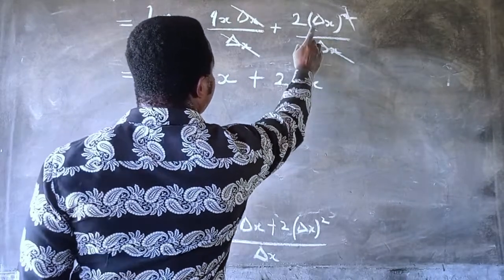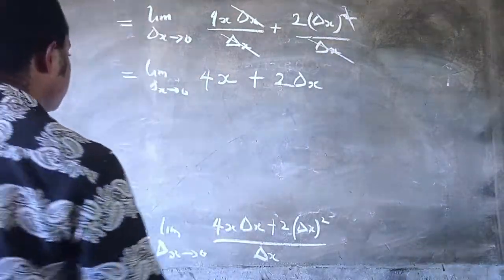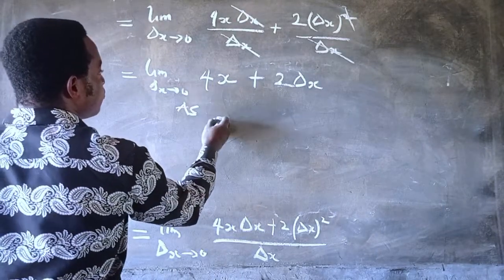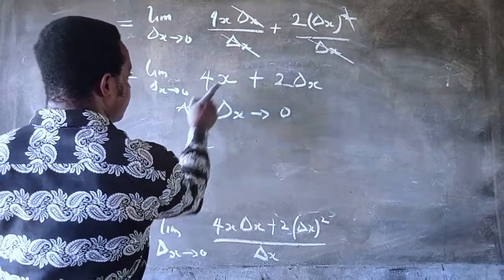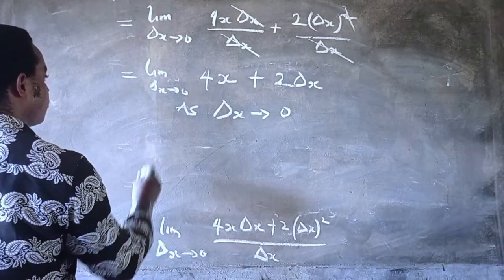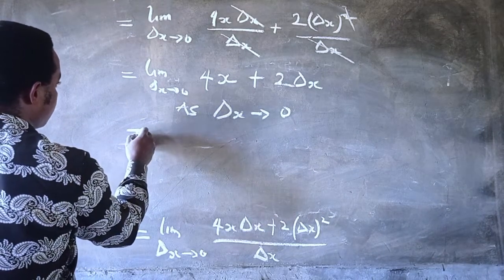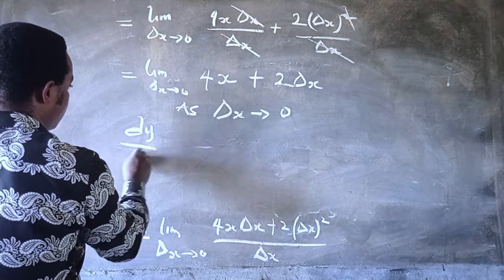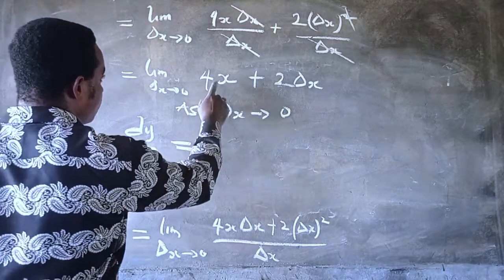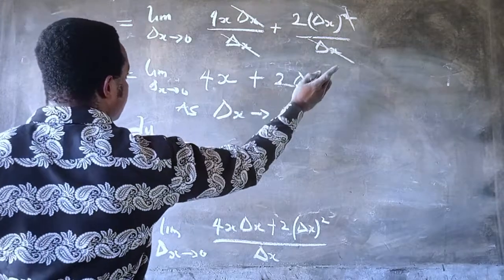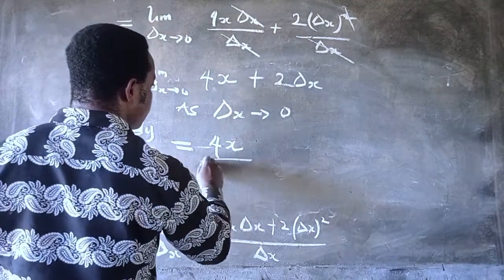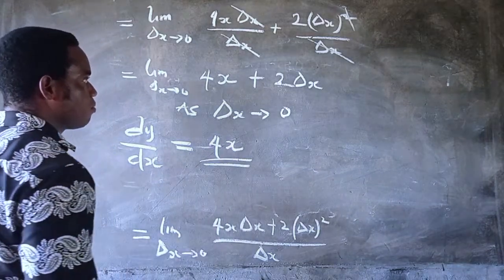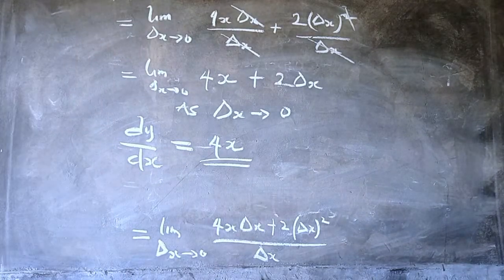Don't forget that. Now, as delta x approaches 0, what happens to the constant we have back there? The differential coefficient of y with respect to s is going to be 4x, because 2 delta x will be 0 as delta s approaches 0. And there you have it. That is the answer to the problem, the solution to the problem.